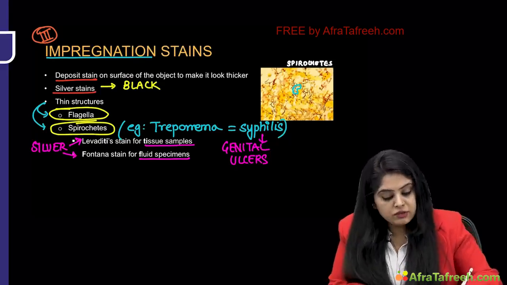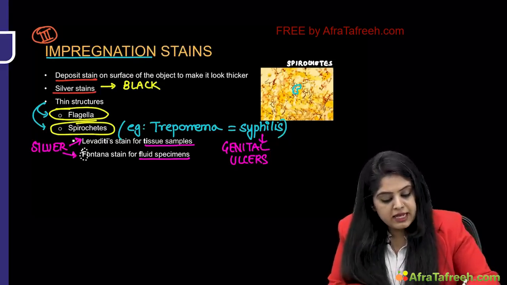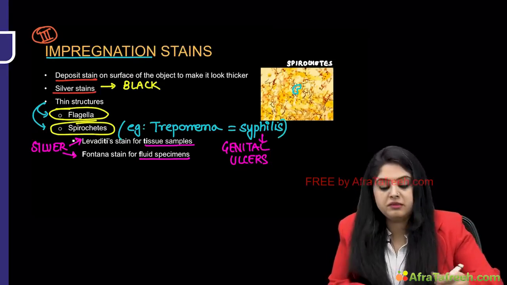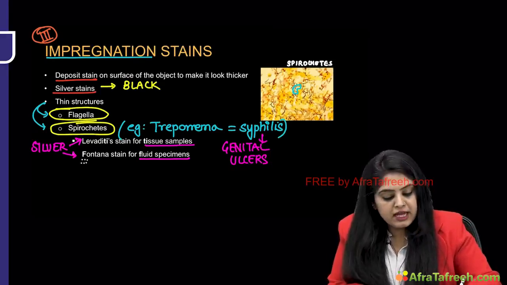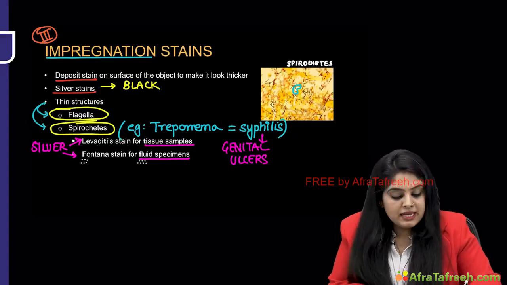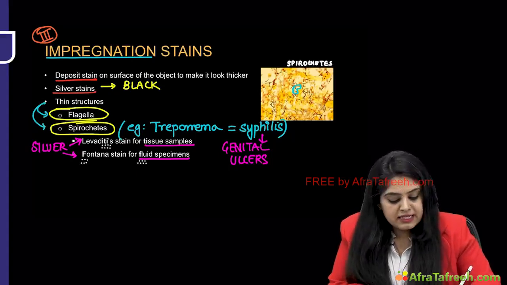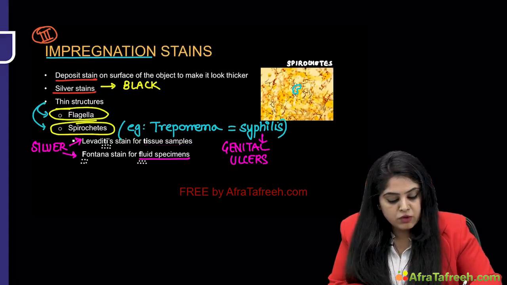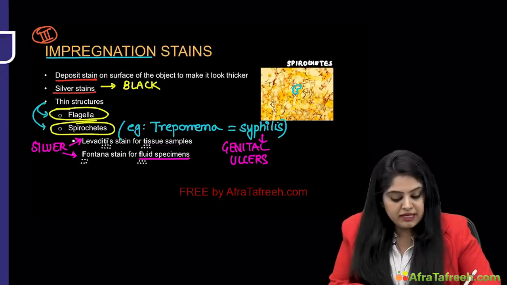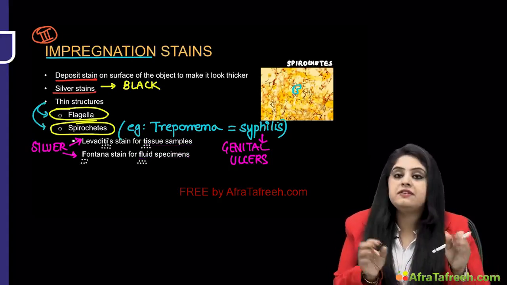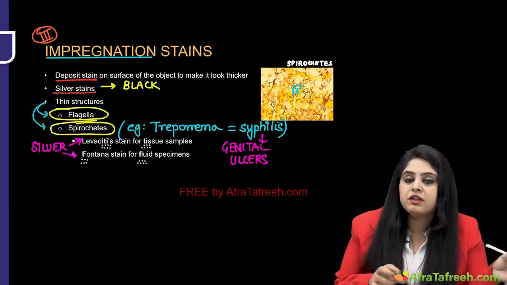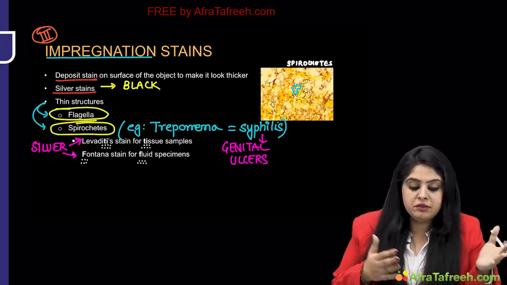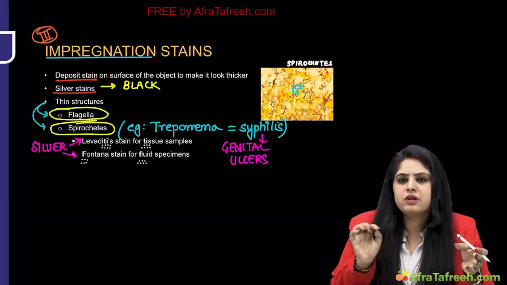How do I learn it? See, for F, Fontana stain is used for fluid specimens. Repeating, F is Fontana, F is fluid. And Levaditi, Ti, is going to be used for tissue samples. That is the method of learning it. Repeating, Levaditi, Ti, tissue samples; Fontana, F, fluid samples. Works well with everyone. Thin structure, made fat.